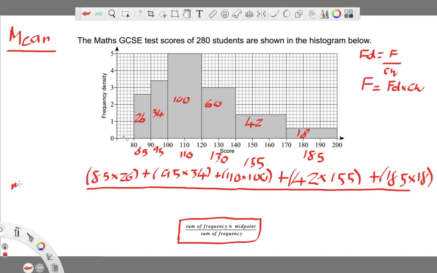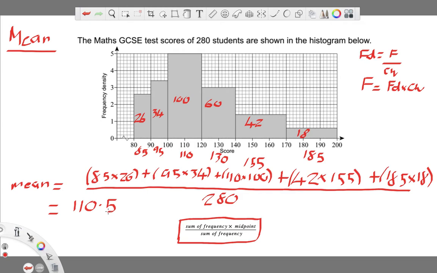So just very quickly, it's the mean that we're working out here. That's equal to all of that, and then the sum of the frequencies, well, that's 26 plus 34 plus 100 plus 60 plus 42 plus 18, and that is 280. So what we do then is we punch that into our calculator. I would just type all of it in and press equals. And upon doing that, we get 110, and I'm just going to round that to one decimal place, so 110.5. Obviously check what they want you to round it to in the question.